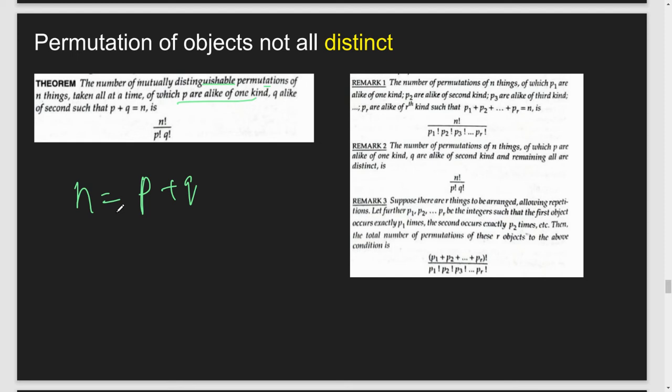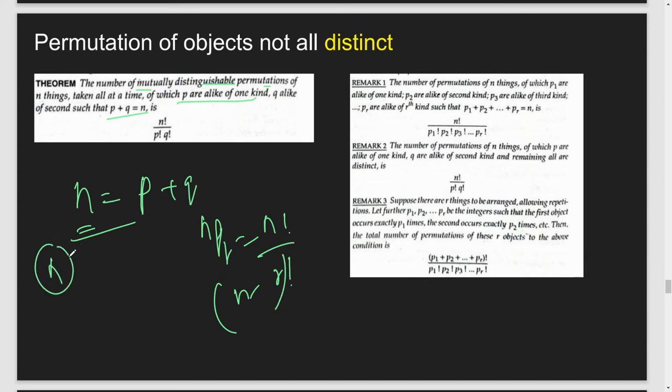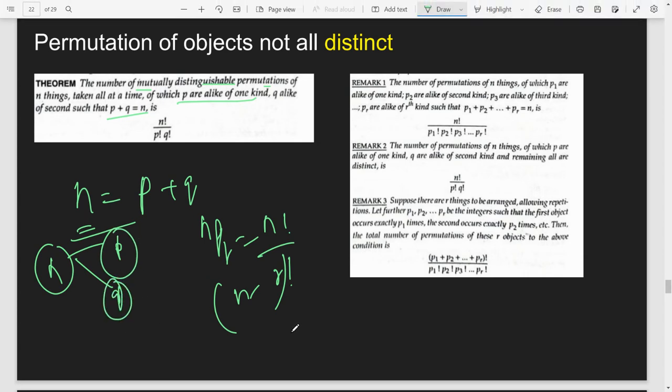Okay, so what it is saying is, let's say you have a total number of n elements and you are trying to arrange those elements. It says there are a number of mutually distinguishable permutations of n things taken all at a time. P are alike of one kind, Q are alike of a second kind, such that P plus Q is equal to n. So we need to find the permutation of n items. Obviously nPr is there, which is equal to n factorial upon (n minus r) factorial. But now here the thing is that out of n elements there are two groups. One, there are elements of p kind and there are elements of q kind. So the number of permutations is going to be n factorial upon p factorial into q factorial.